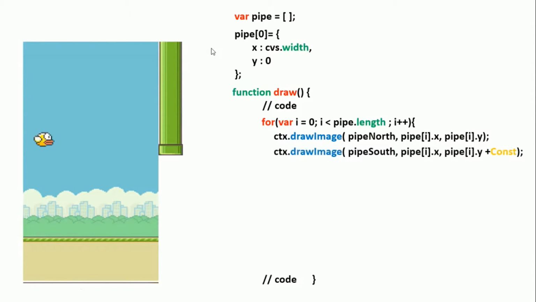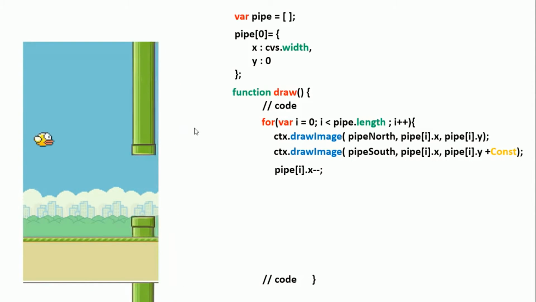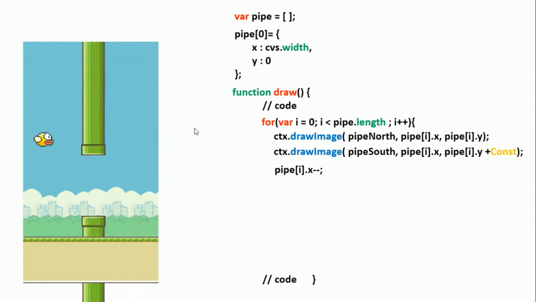So when we draw that in, we're drawing the pipe south image with the same x coordinate, but the y coordinate with the constant added, so that we get our gap. And then when we move them by subtracting from x, they both move together, because both pipes are a part of the same pipe array element.